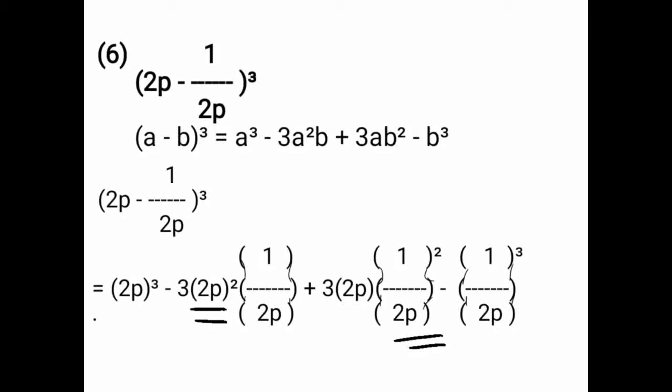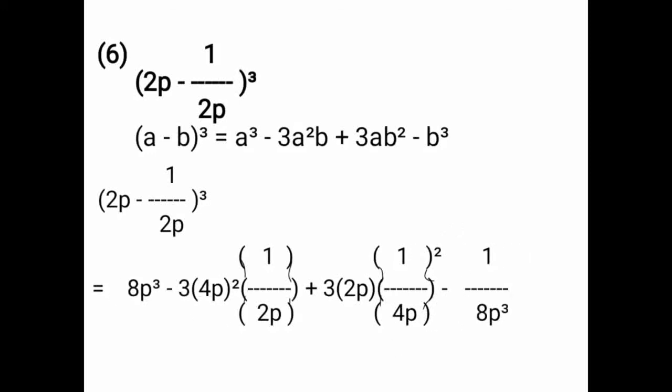2p square means 2p into 2p, and that is 4p square. And here 1 upon 2p square, the answer is coming 1 upon 4p square. Square of 1 is 1, 1 ones are 1. Square of 2p is 2p into 2p, that is 4p square. So next step you have to write in multiplication form like this. And now you have to do cancellation.